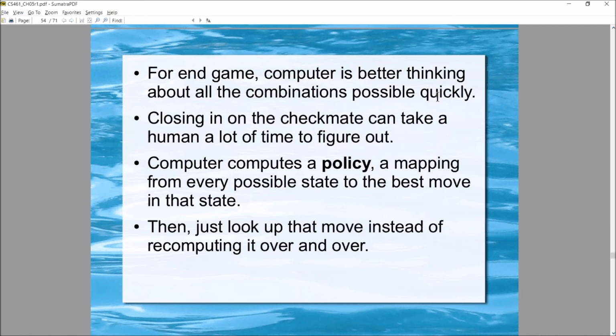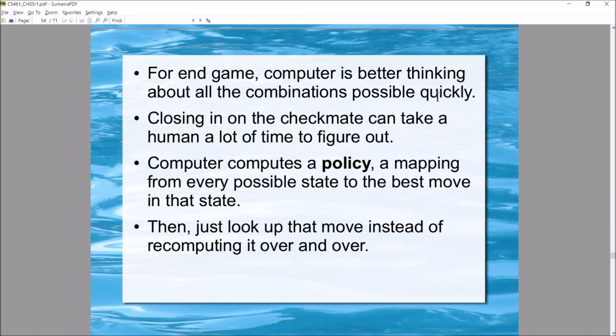for the endgame, the computer is definitely better at thinking about all the possible combinations really quickly, right? So the last 3 moves, last 5 moves, right? The computer can outthink a human here much better. Okay, so a human being trying to figure out that checkmate can take a long time. The computer's going to beat the human hands down.